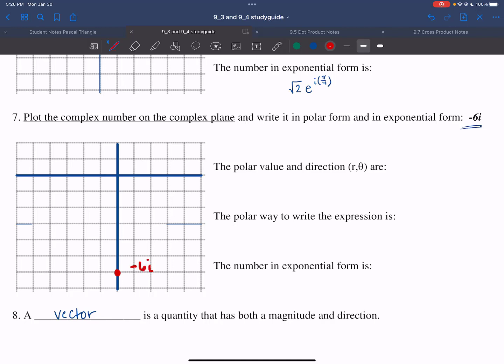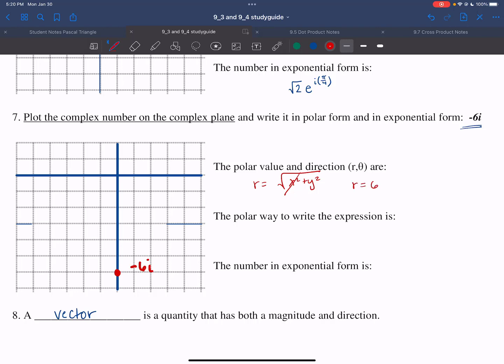So if I'm looking at my polar value and direction, my r is going to be the square root of x squared plus y squared. Well, I don't have an x value, it's only y squared. Well, the square root of y squared is just going to be y. So my value is going to essentially be the absolute value of negative 6. So r is going to equal a value of 6.